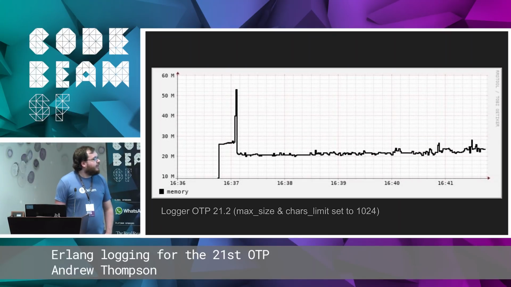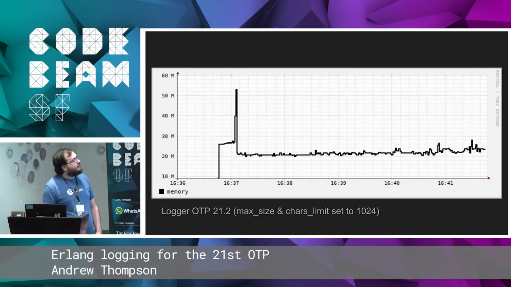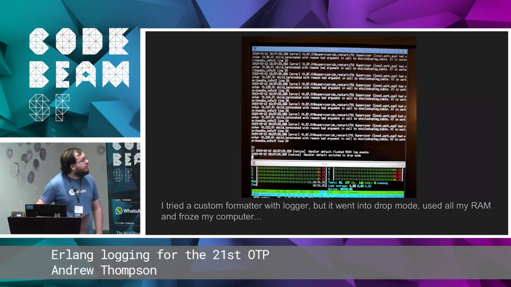Then I tried turning on the max size and car limit, and this looks great, except we get almost no logs. I don't know what, I think it goes into drop mode. Something is too slow or too much memory, and basically we get maybe 1/10 of the logs that we would expect. This is with the console again as well.